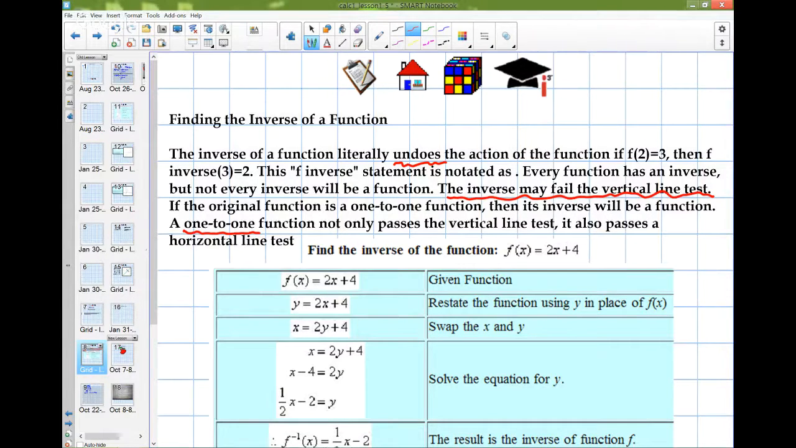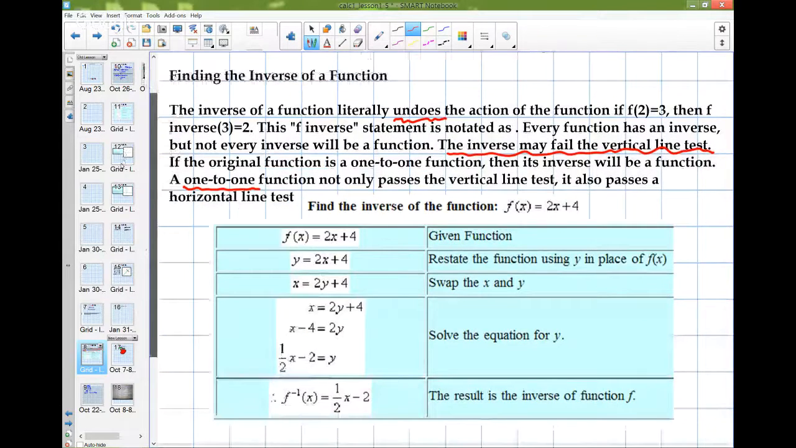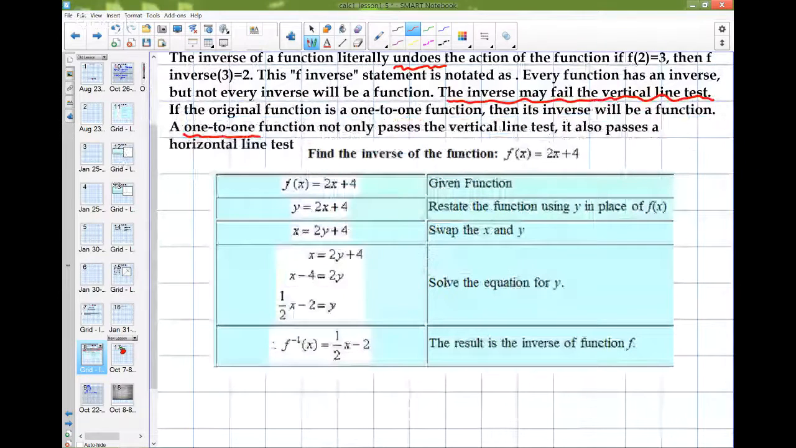So anyway, let's get into it now. I've got an example here of a function, f of x equals 2x plus 4, good old straight line. How do we find its inverse? Step 1: in place of f of x, plug the old-fashioned y in there. Then you literally interchange or swap the x and the y. Where there was a y, put an x. Where there was an x, put a y.